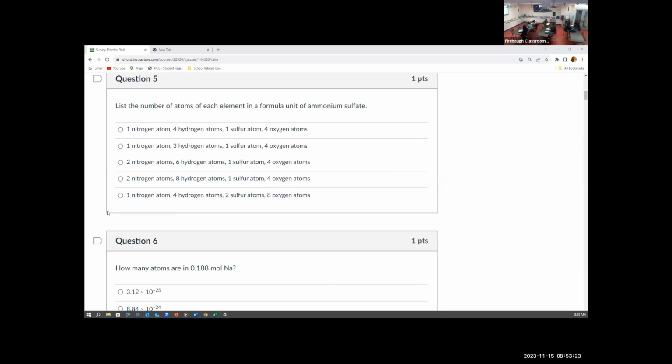Okay, list the number of atoms for each element in the formula unit for ammonium sulfate. So what is the first thing that I need to do?